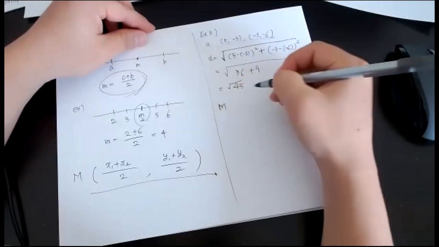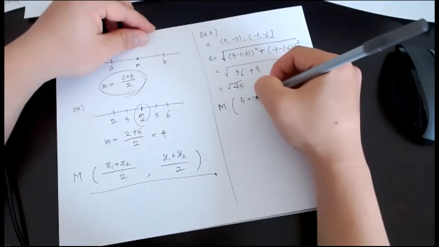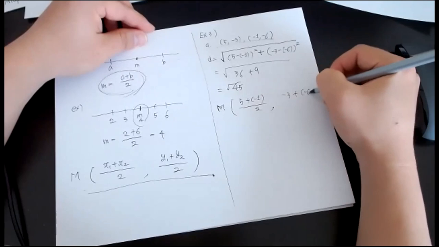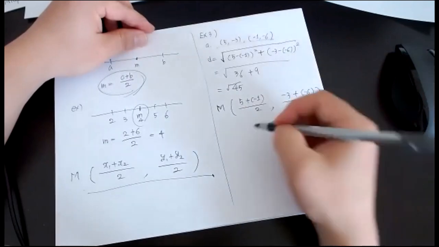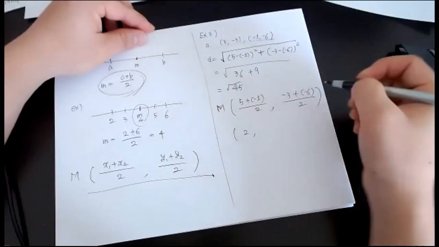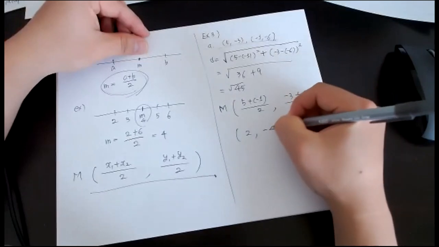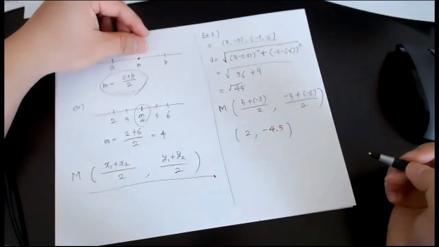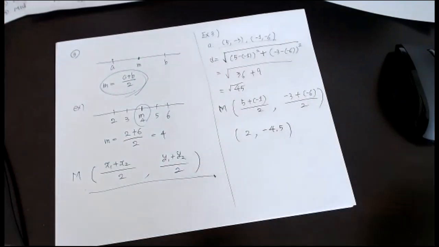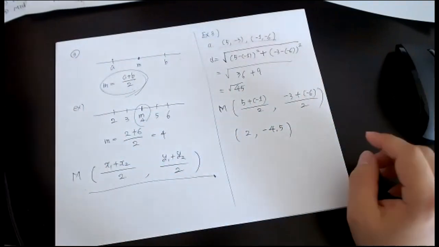Now the midpoint m is going to be x1 plus x2 divided by 2, which is 5 plus -1 divided by 2, comma, -3 plus -6 divided by 2. That's going to be 4 over 2, which is 2, and then -9 over 2, which is -4.5. So this is how to apply the midpoint formula to problems. It's not a big deal, right?